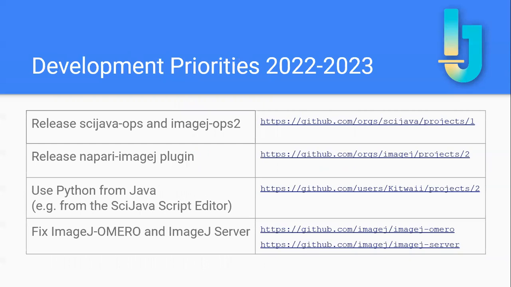So finally, I want to talk about what our priorities are going into 2023. On the development side, we want to finish up SciJava Ops and the V2 of ImageJ Ops. We want to get napari-imagej released and into users' hands. We want to improve PyImageJ, which works well when calling Java from Python, but requires more work in the Python from Java direction. So for example, connecting to the SciJava script editor within Fiji. We also want to repair our remote tools, ImageJ Omero and ImageJ Server.